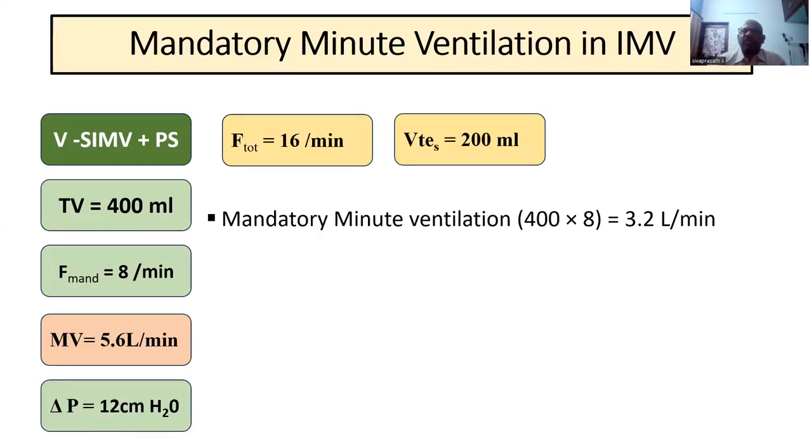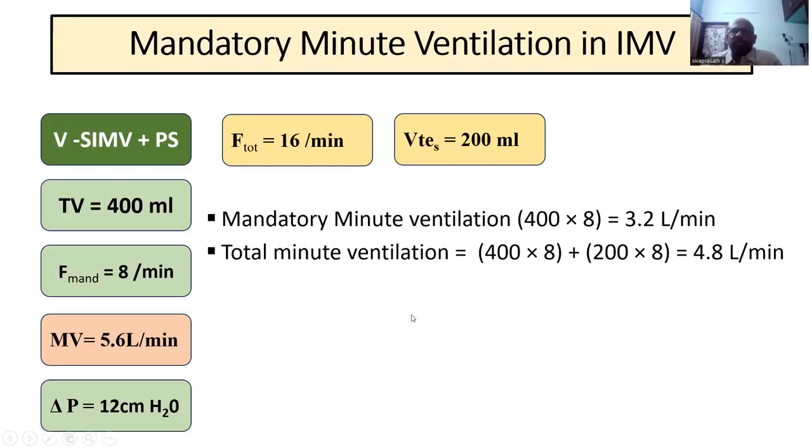Now in the ventilator I'm going to see he has 16 breaths. So it means that apart from the 8 mandatory breaths, he has also taken 8 more breaths, but his tidal volume is low. It's only 200 ml. So the total minute ventilation is 8 into 400, that is the mandatory minute ventilation, plus 8 into 200, that is his spontaneous breath. So totally only 4.8 liters per minute ventilation has occurred.